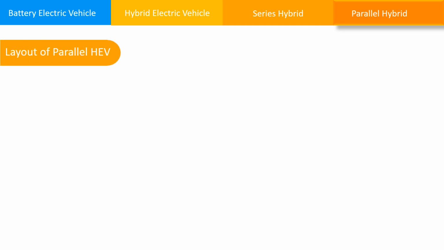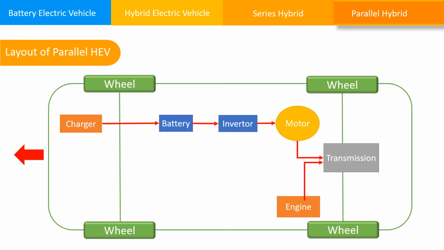Let's go to the layout of the parallel hybrid electrical vehicle. This is the layout. As you can see, the transmission is driven by both the engine and the motor. So when I am driving in electrical mode, I have a charger which is used to charge my storage battery, which is provided to the inverter. The inverter provides the AC supply to the motor, which drives the transmission or the gearbox, and the engine is alternatively supplied to the transmission. So at any time either one can be used for driving the parallel hybrid electrical vehicle.